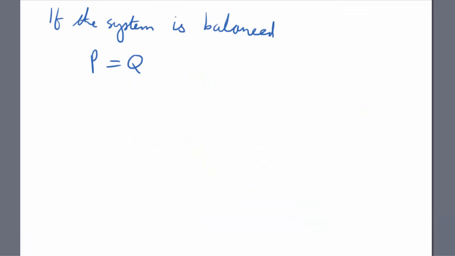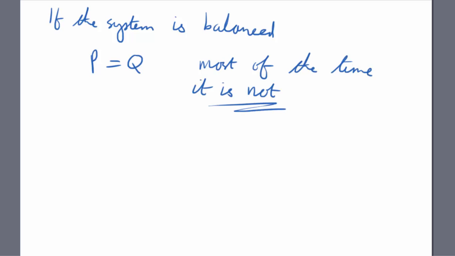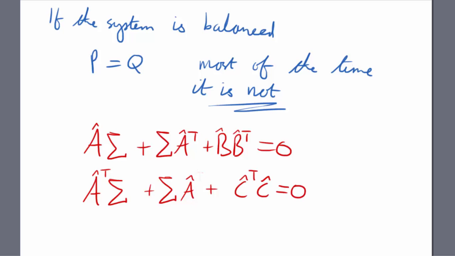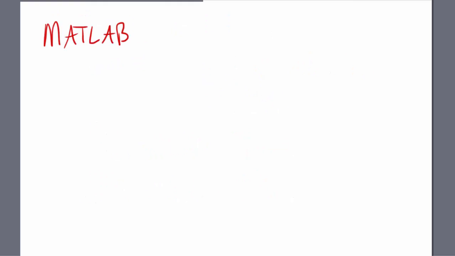If the system is completely balanced, the controllability and observability grammians will be equal to each other, but most systems are not balanced, so they won't be equal to each other anyway. So if the system is balanced, you can say that P and Q are equal to each other. In this case, it's sigma, and the corresponding A, B, and C, if the system is balanced, will be a balanced new system. So it's got A hat, B hat, and C hat.